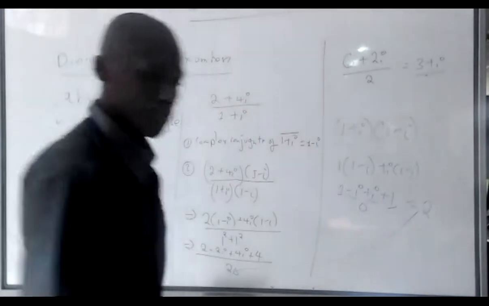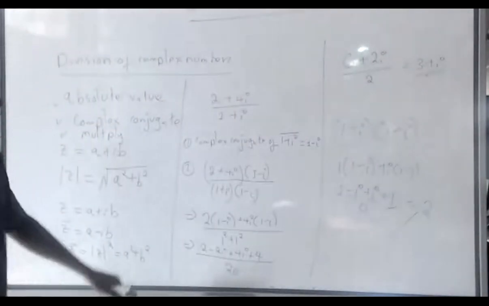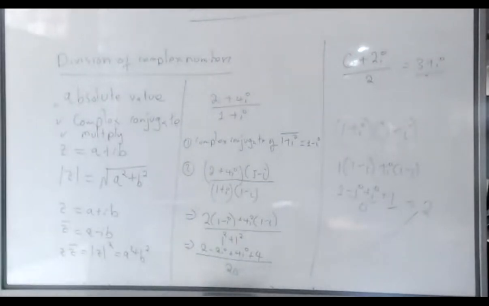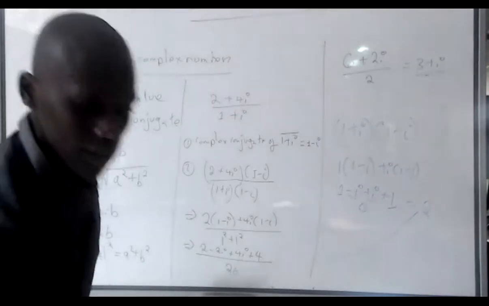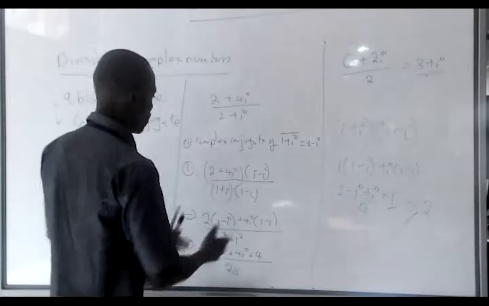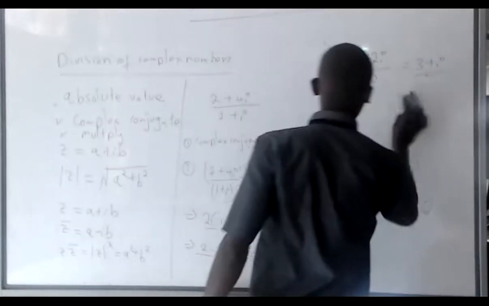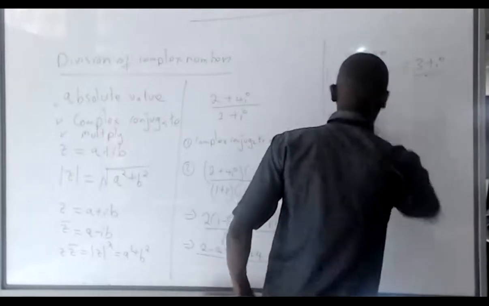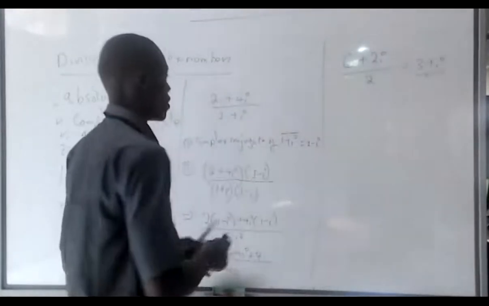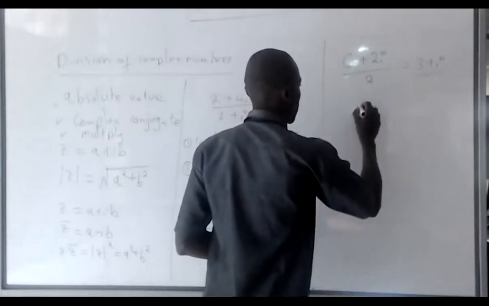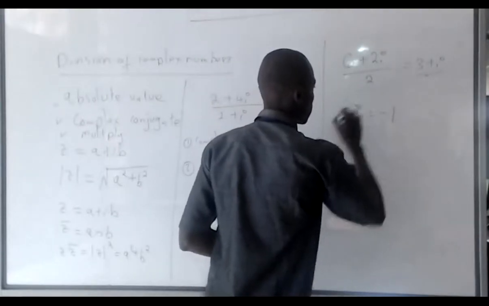Any question? Yes. Go ahead. At the denominator, can I still use the difference of squares? Good. You can use the difference of squares. That's a very good observation. Excellent. You can use the difference of squares, but you must remember that i squared is -1.